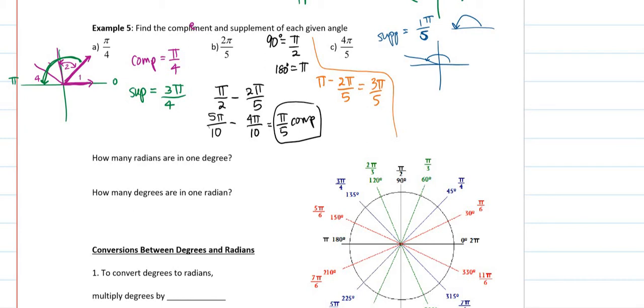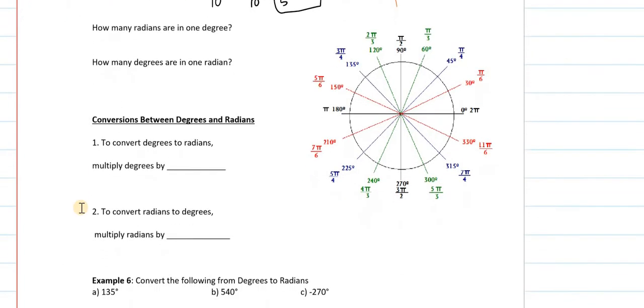As we look at our drawing, though, we recall that this angle is already greater than 90 degrees, so therefore the complement would have to be a negative angle, so we're not actually going to have a complement in this case. All right, the next thing to think about is how radians and degrees are related.